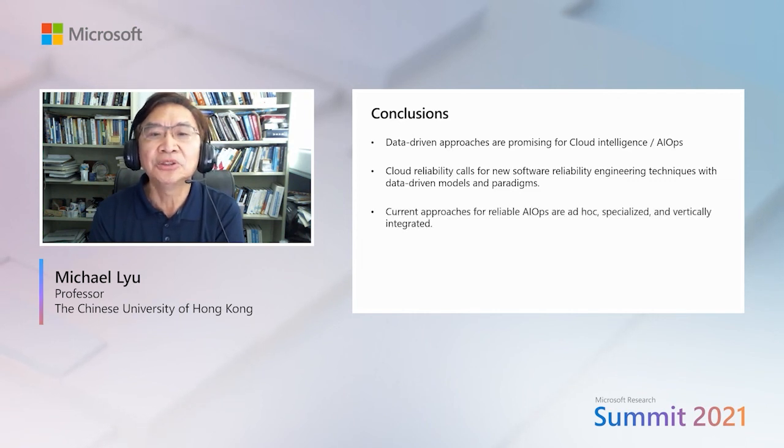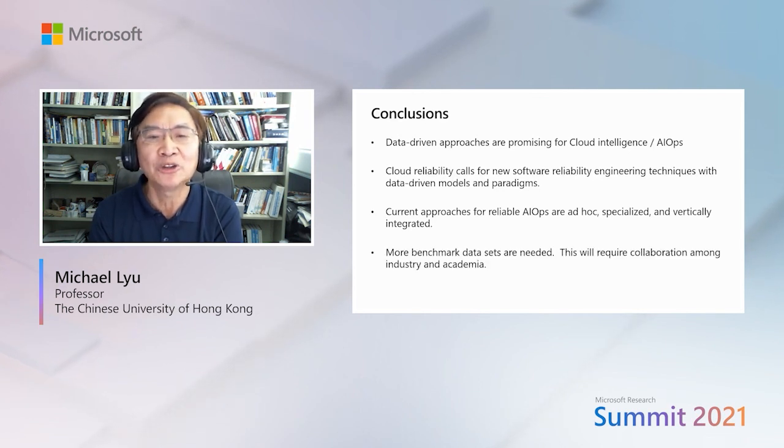And current approaches for reliable AIOps are ad hoc, specialized, and vertically integrated only. So I will recommend that more benchmark data sets should be collected, and this will require collaboration among industry and academia. And I believe this joint working together is the direction in order to make AIOps impact our society.